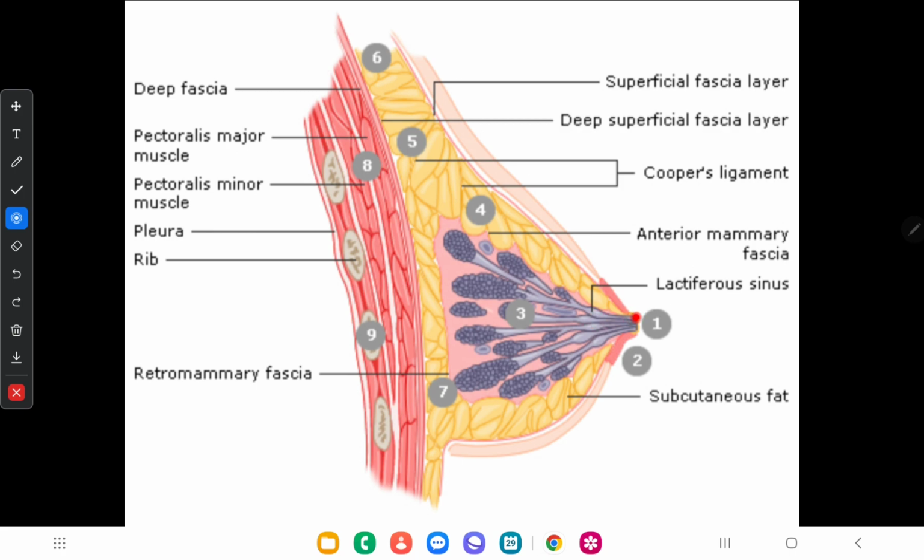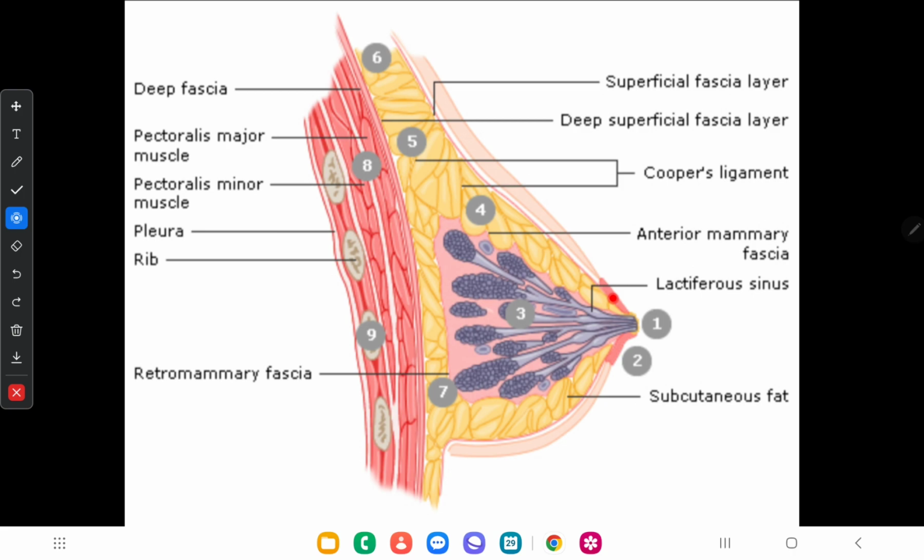The nipple is surrounded by the areola which is pigmented. Usually in girls or before pregnancy, it is somewhat fair brownish in color, but after pregnancy the areola becomes darker in color. This area is lubricated by the areolar glands of Montgomery. In the areola, you have the glands called Montgomery glands.